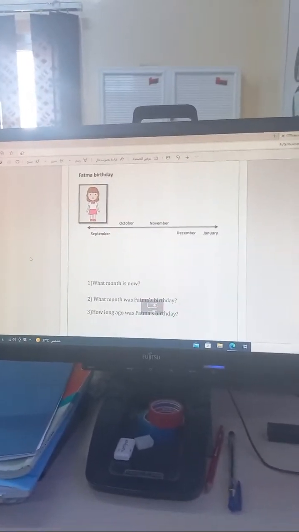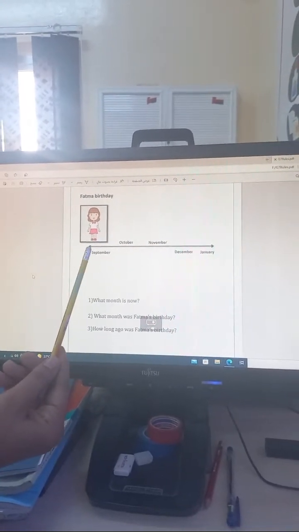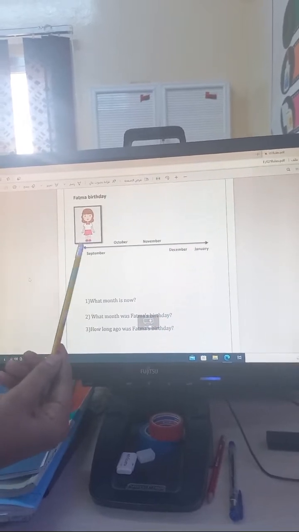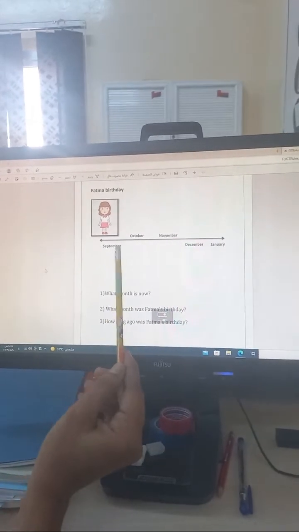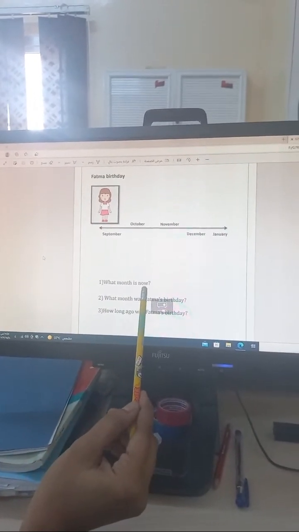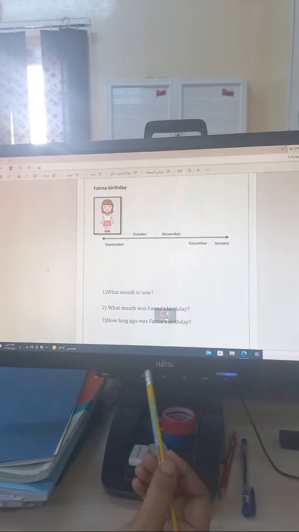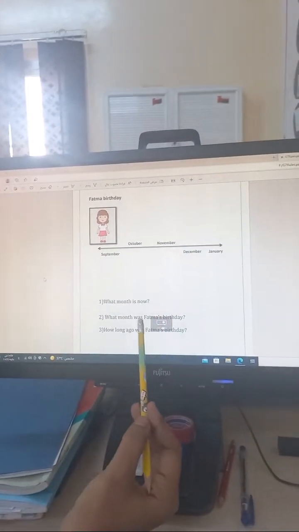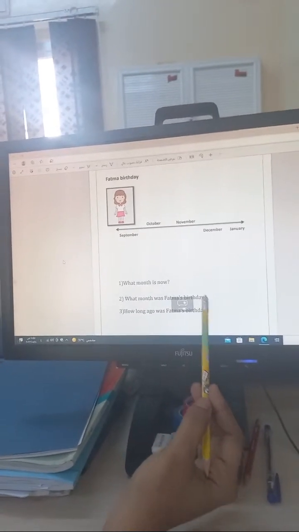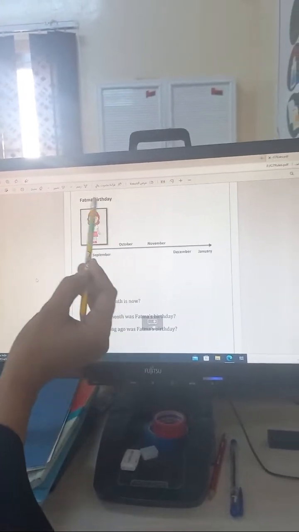Look at another example. This is talking about Fatima's birthday. When was Fatima's birthday? She had a birthday in September, or she was born in September. So what month is it now? We want to know which month we are in. We are in January, but really we are in May. But I'm talking about this timeline. So this is January. What month was Fatima's birthday? We go back to the timeline here, in September.